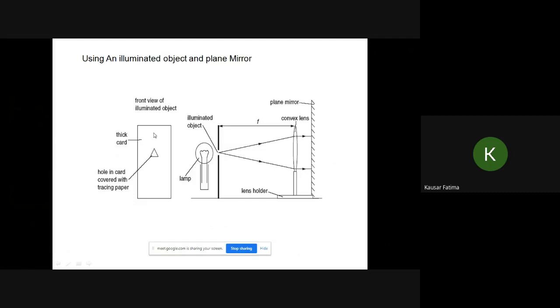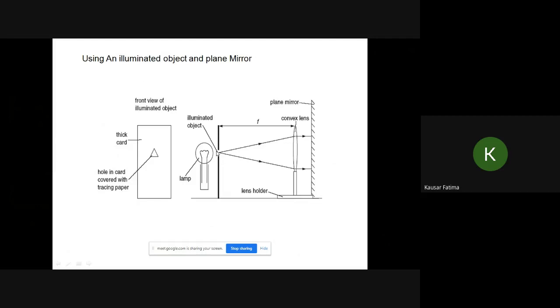Here, this is a cardboard in which we have cut a triangle. So this is a hole. This is the front view of that cardboard, and now this cardboard is placed here. This is the side view, and behind this is a lamp. So this has become your illuminated object, this assembly of a cardboard sheet with a triangular hole.